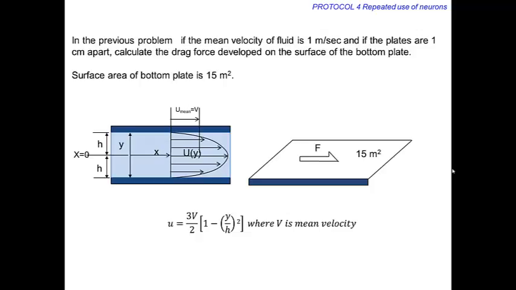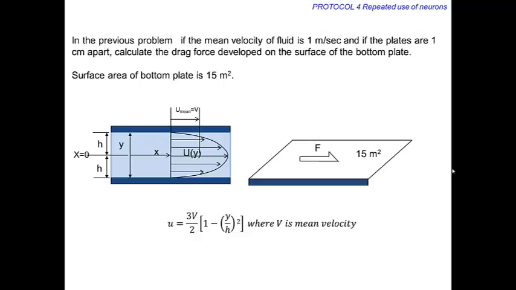The flow configuration is similar to the previous problem, but the plates are 1 centimeter apart. Mean fluid velocity is 1 meter per second. Calculate the drag force by the fluid on the bottom surface, if the surface area is 15 meters square.